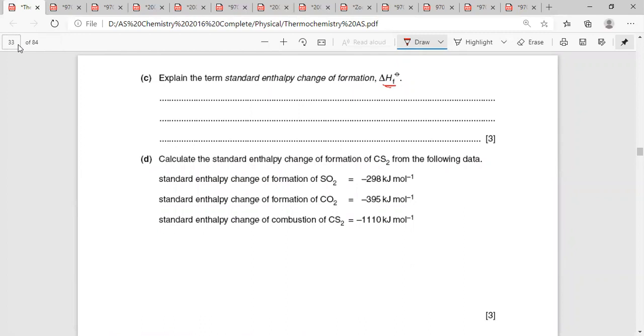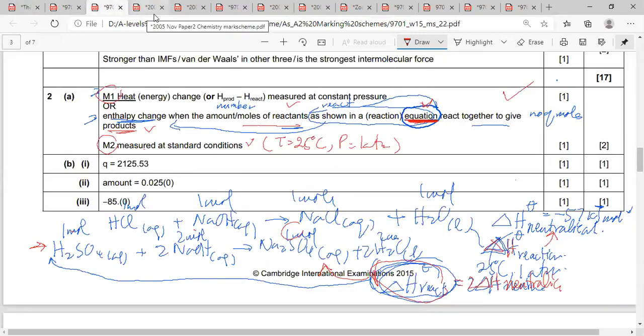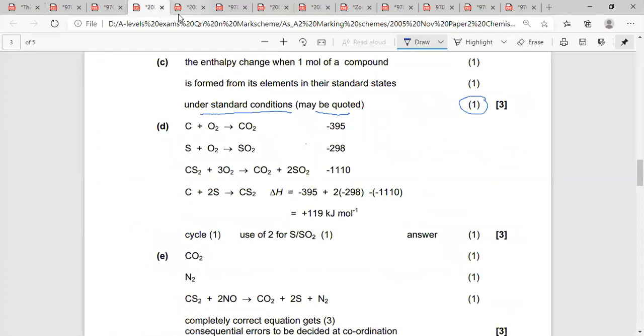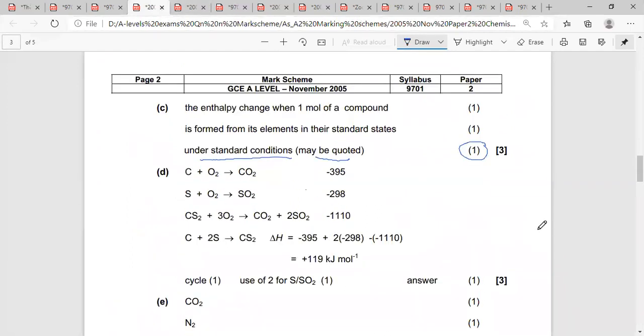1 mole of the substance is formed from its elements at standard condition. 3 marks here. So the marking scheme: when 1 mole of the compound is formed from its elements, 1 mark, at standard conditions. Under standard conditions. 3 marks.